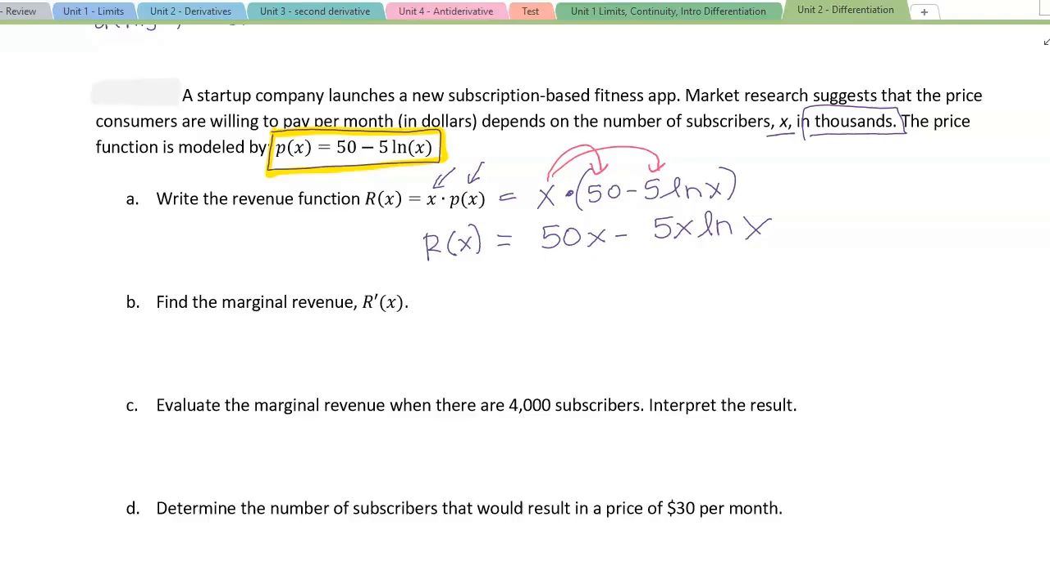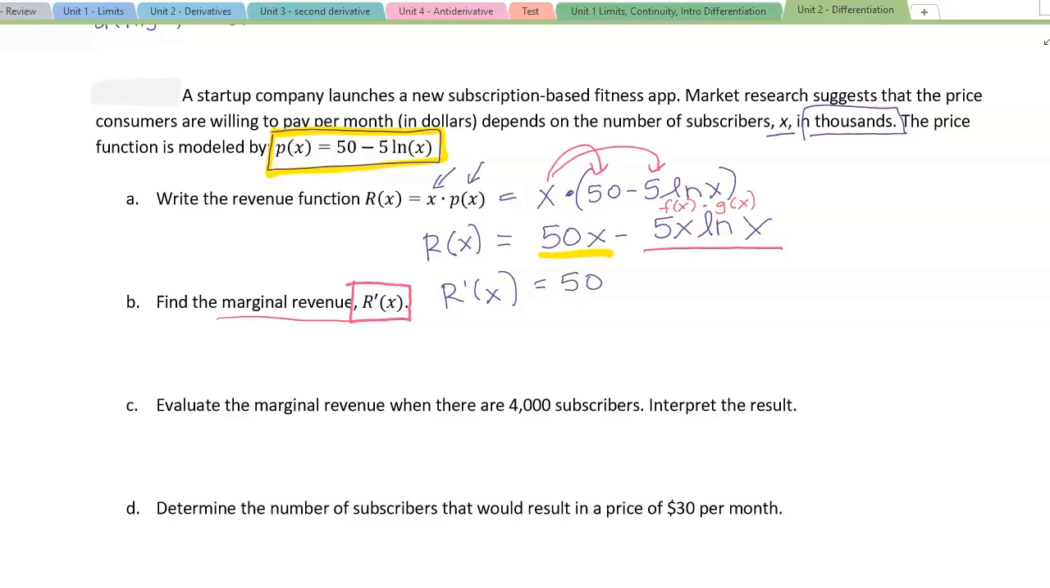The next question says to find the marginal revenue. We haven't officially gotten to marginal revenue. It is coming. But to find marginal revenue, we're going to find the derivative of our R of X, so R prime of X. I am going to take the derivative of R of X, and the derivative of this first term, 50X, is just going to be 50. So that's not too bad. But now let's look at this next term. We've got a 5X and a natural log of X.